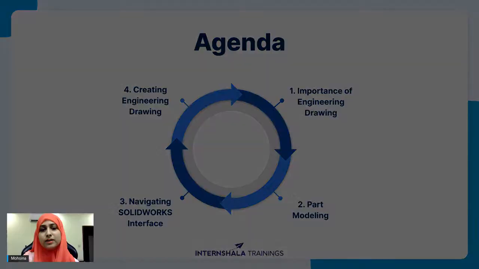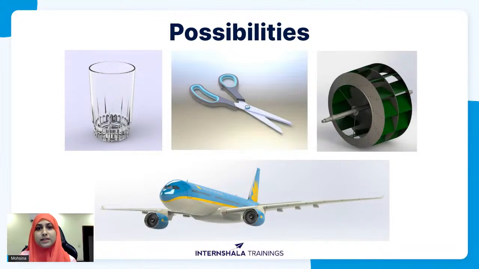Now let's see what are the possibilities of SolidWorks. These are all the objects that have been created using SolidWorks as the design tool. You can see that simple objects like scissors and glass can be created, and complex objects like aeroplanes as well as turbines can also be created using SolidWorks software.